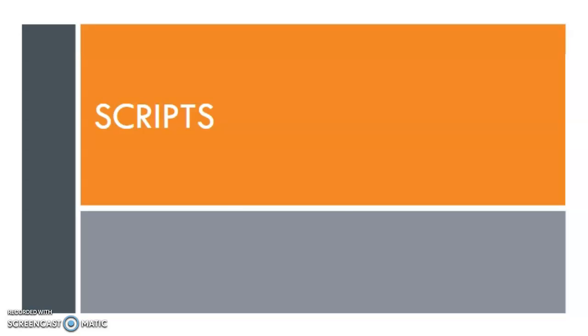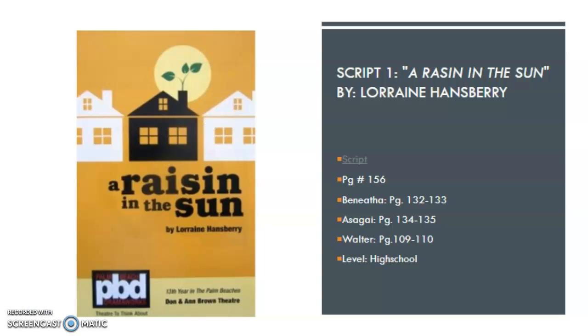So the scripts I provided, the first one is A Raisin in the Sun by Lorraine Hansberry. A Raisin in the Sun is about a black family living in the South Side of Chicago in the 1950s, and it examines racial prejudice and gaining middle-class acceptance. And the title comes from a Langston Hughes piece of work called Harlem. And I provided a few page numbers with monologues that my students can choose, although I will be okay if they want to put something together themselves.